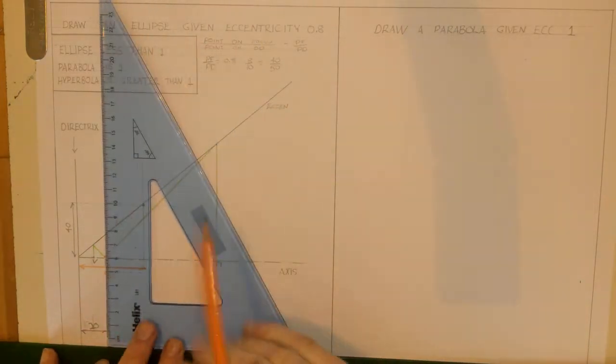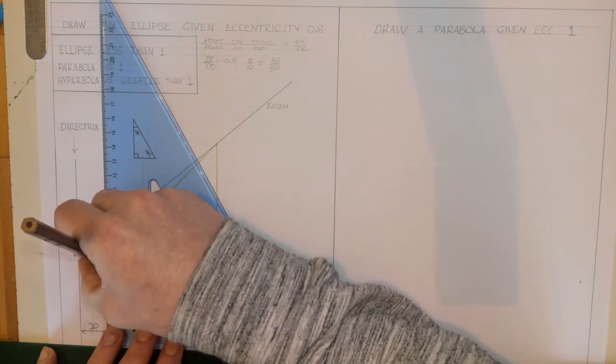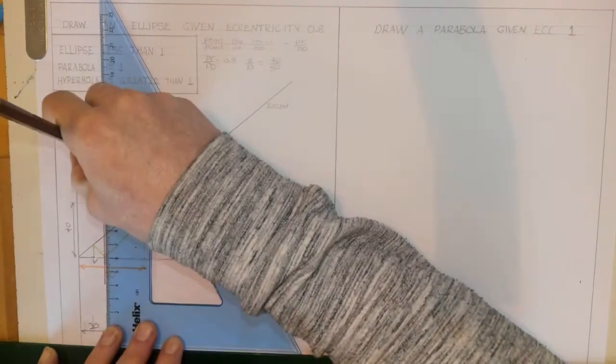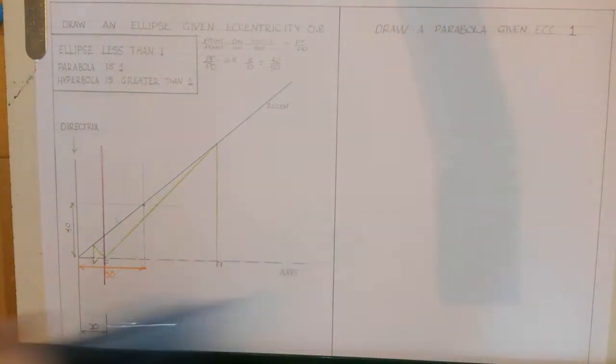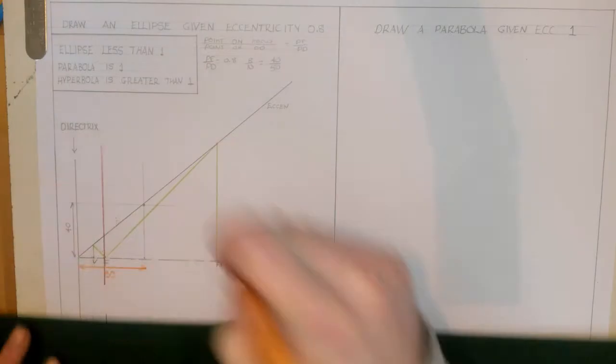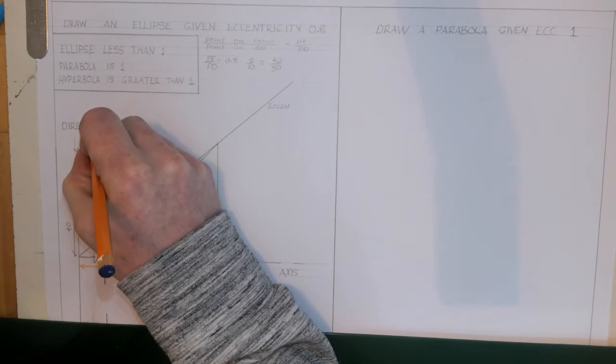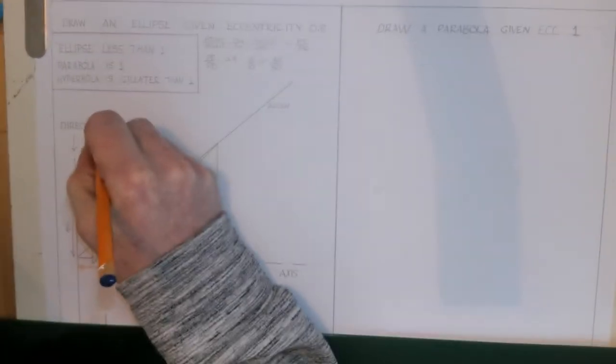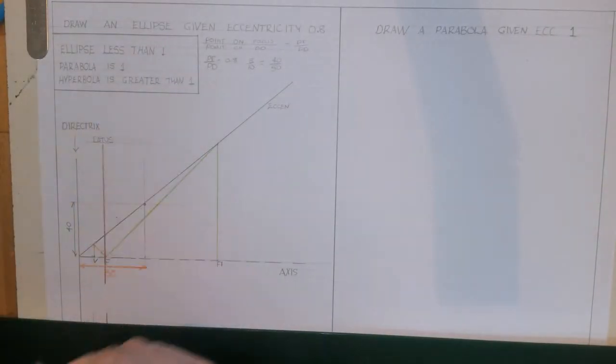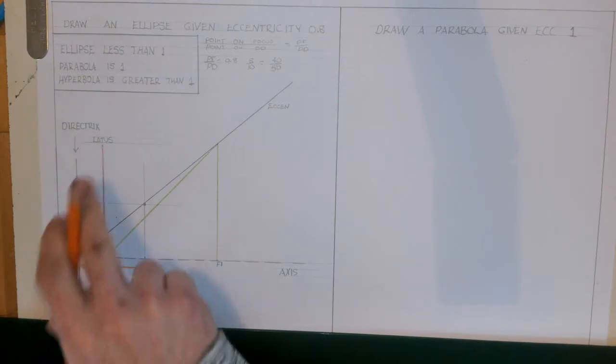What you do is, from the focus, we bring a line up. I'd put this in colour if I had it. You bring a line up here, and you can do both sides if you want. The name of this line is the latus rectum. This is important because everything comes back to this line.